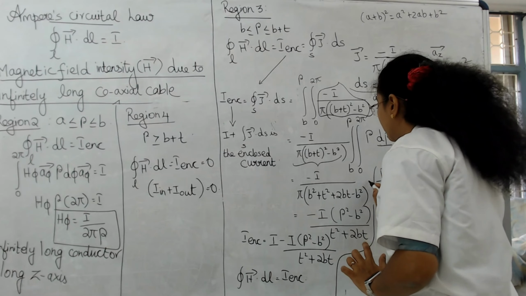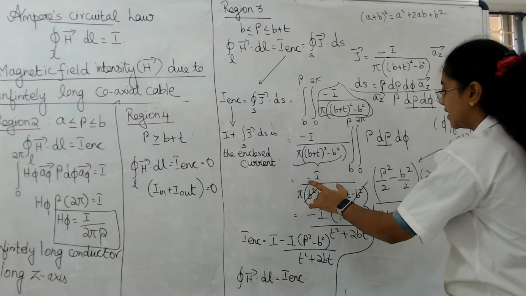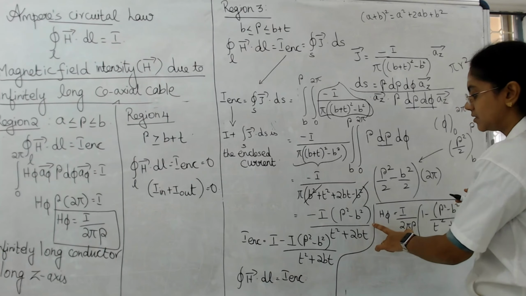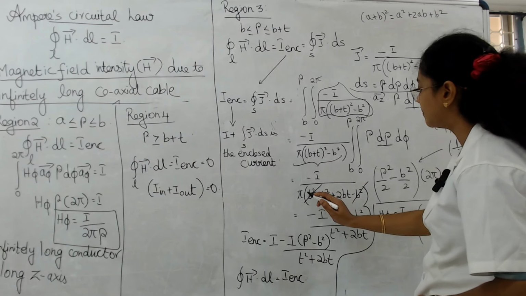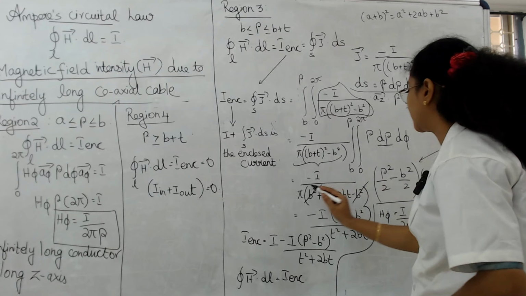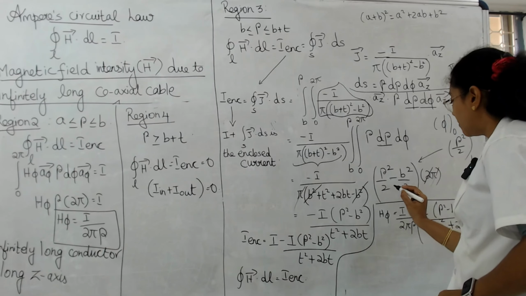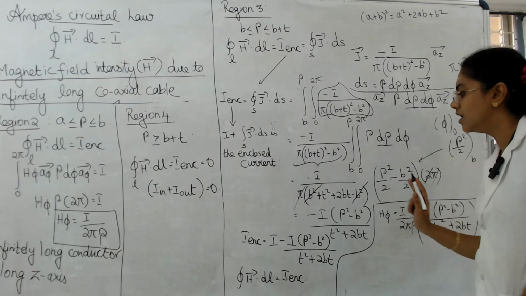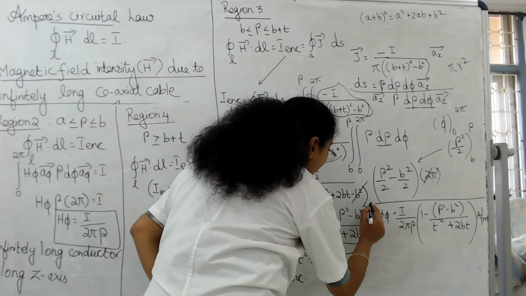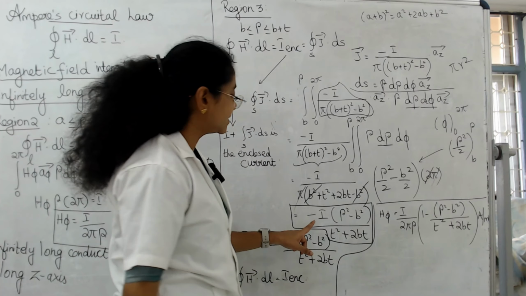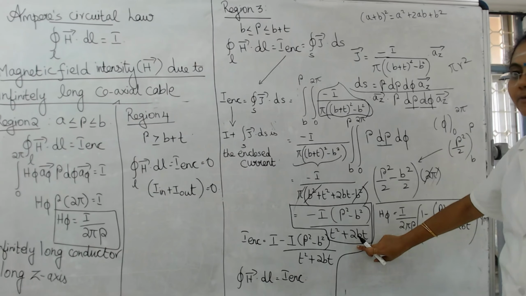So what will happen here? This positive b squared and negative b squared will get cancelled. So therefore, I will be getting minus I into rho squared minus b squared divided by t squared plus 2bt. What is happening to this pi? This pi and this pi will get cancelled. Then this 2 and the denominator term 2 will also get cancelled. So finally, I will be getting this as my equation for integral over s j dot ds: minus I into rho squared minus b squared divided by t squared plus 2bt will be my final term.